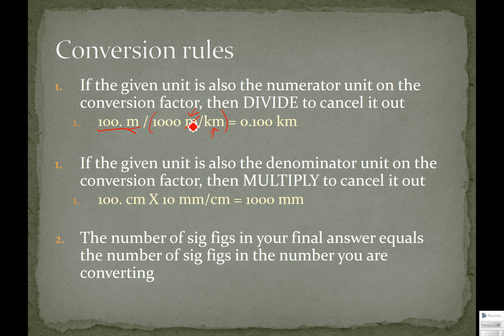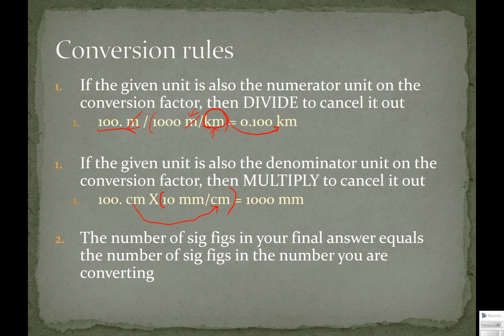This will allow us to cancel our meters, and this is the beauty of dimensional analysis, is getting our units to cancel nice and neat. We're left with the unit of kilometer. So 100 divided by 1,000 is 0.1, and we end up with that unit of kilometers. If the given unit and the number that we're converting matches in the denominator of our conversion factor, in this case our conversion factor is 10 millimeters for every 1 centimeter, then we're going to multiply by the conversion factor in order to get our units to cancel.